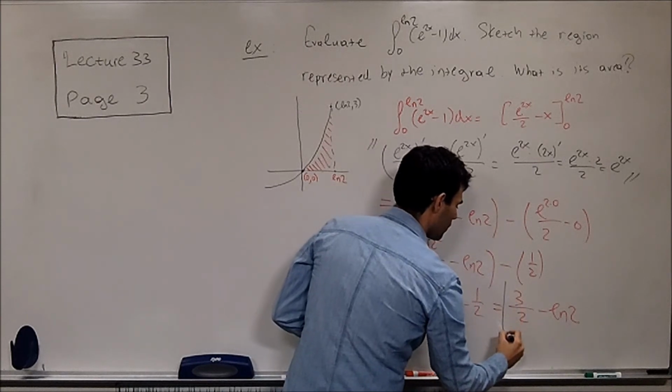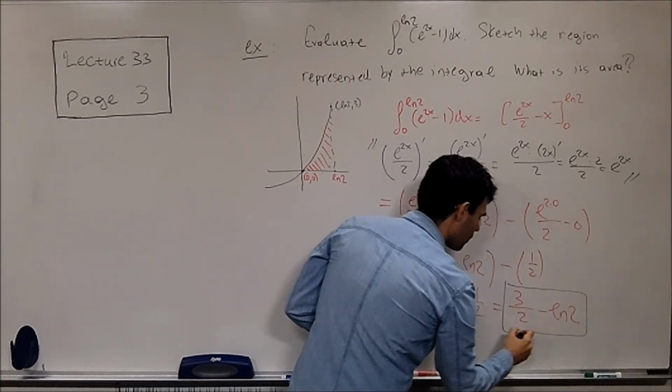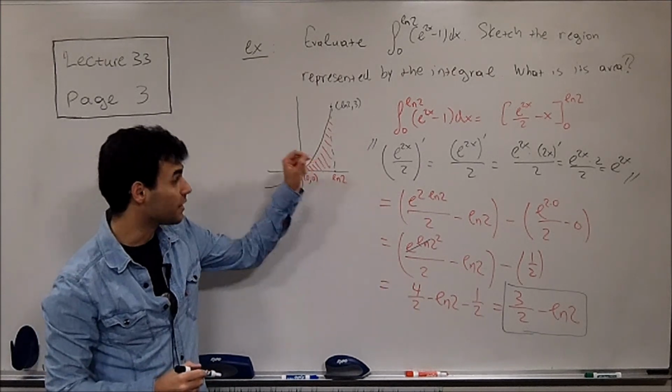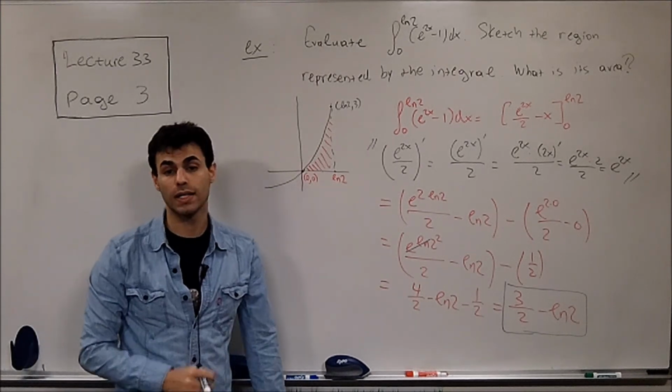Okay, that's your final answer. That also corresponds to the area. So the area is 3/2 minus ln of 2, and the definite integral is 3/2 minus ln of 2.